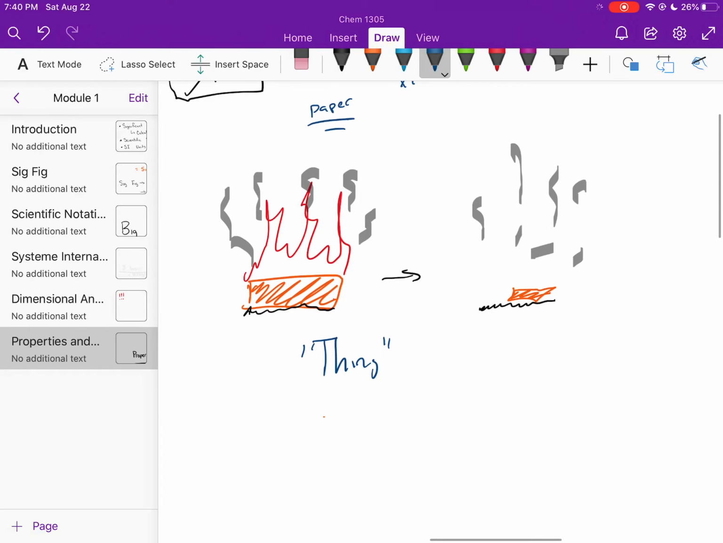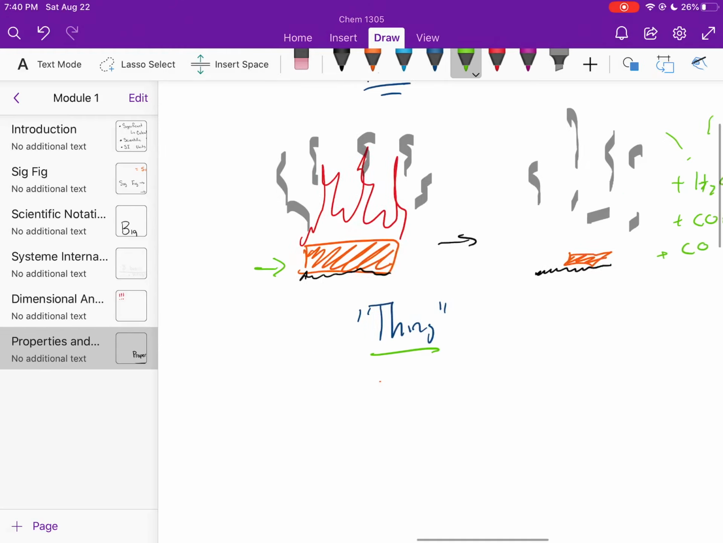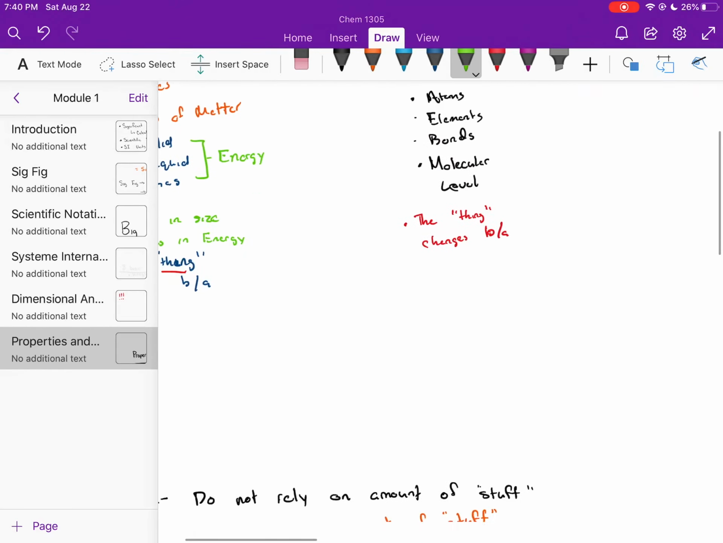And so this is what I mean by the thing changes. Because you no longer have a log, right? You started off with a log, but now you have a whole bunch of H2O that's released. You have a whole bunch of CO2, or carbon monoxide, carbon dioxide. They're all over the air, right? And so you no longer have the same things that you started with. And so that's why burning and cooking and all these things, they're chemical changes, right?